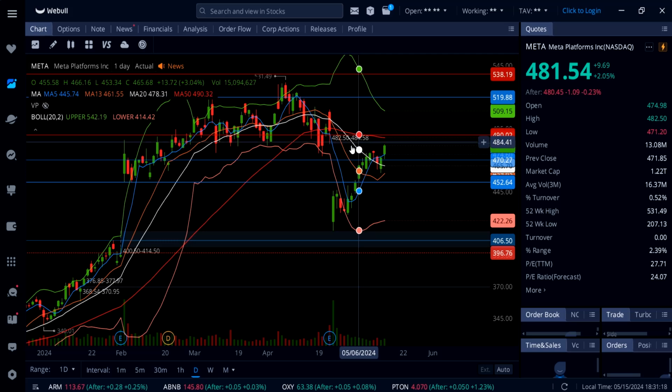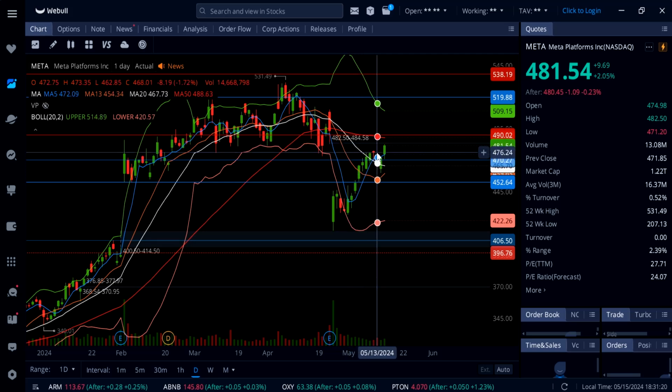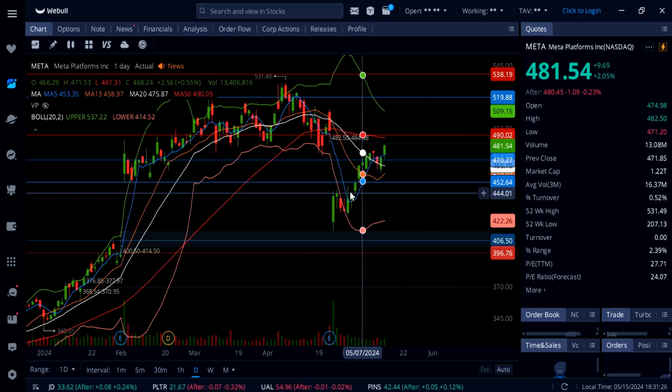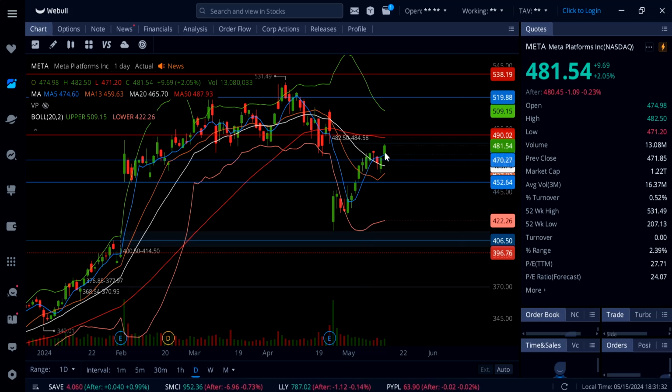484.58, and then above that this thing can push up to 490, and if 490 breaks, more upside, easily up to 500. Now for tomorrow, if there is a pullback, there will be support now at 474, below that 466, and then down here the 13 SMA at 460, and then 452 on Meta.